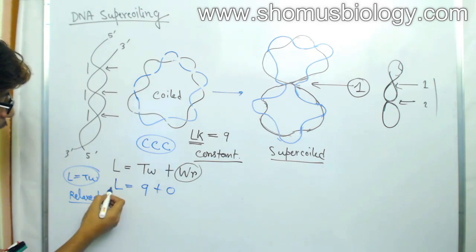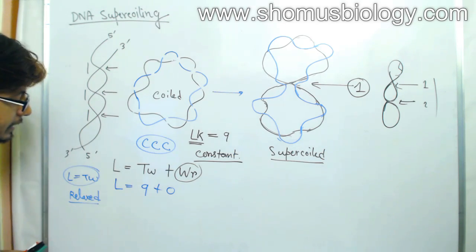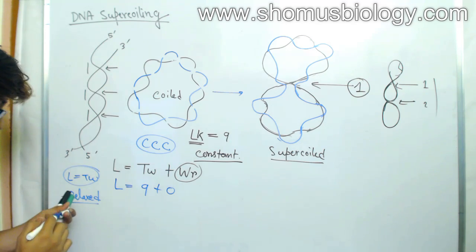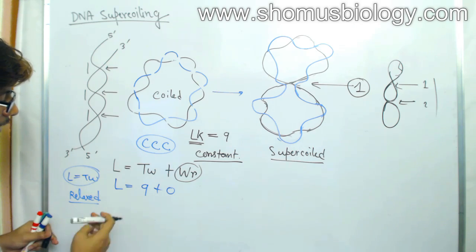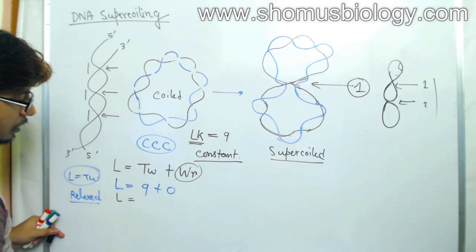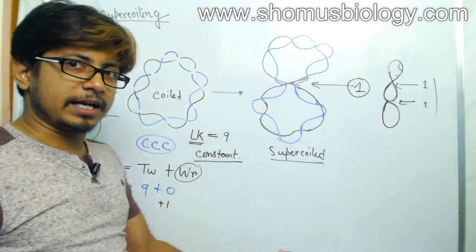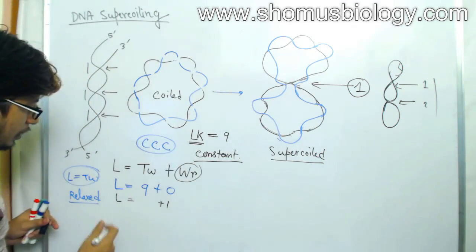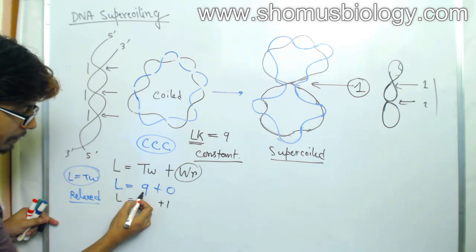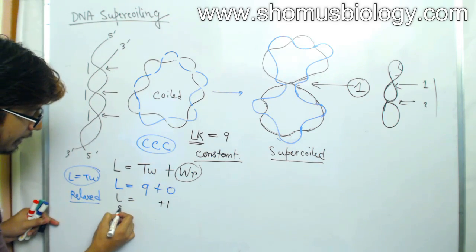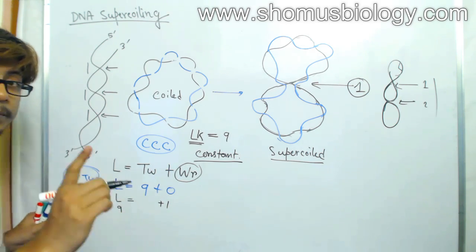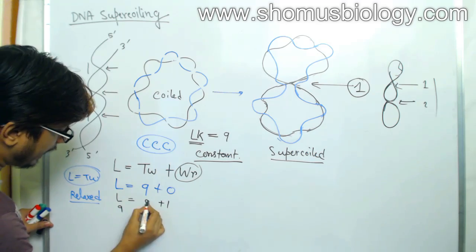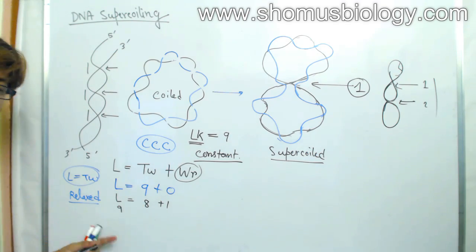Because now imagine, as I told you, for a closed circular DNA, the linking number should be constant. Keeping that in mind, as to keep the linking number constant, we know the writhe is +1. Writhe is there, so the linking number should be 9. So to become linking number 9, where writhe is +1, the twist needs to be reduced to 8. Then we'll get 8 plus 1 equals 9.